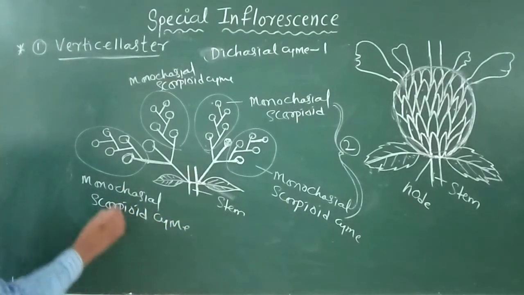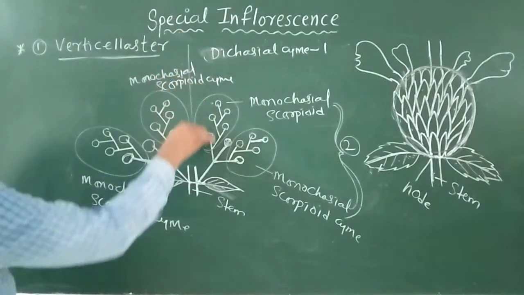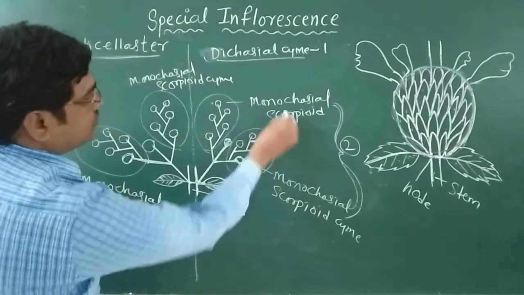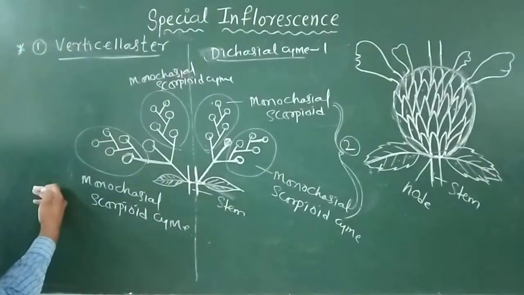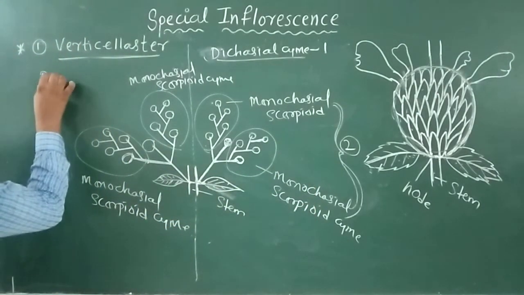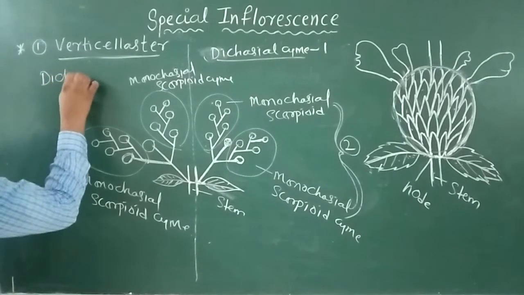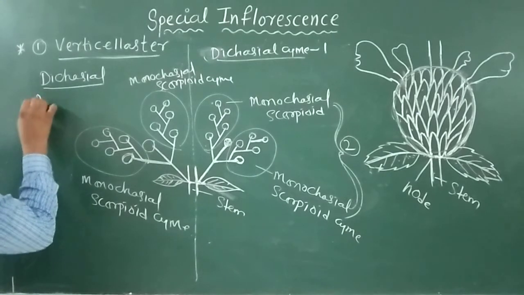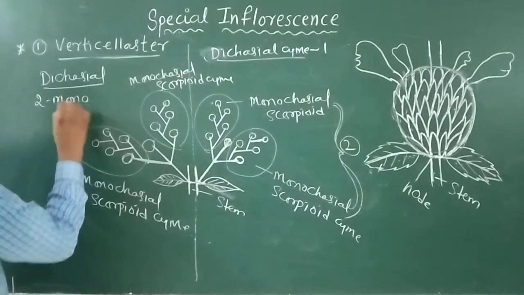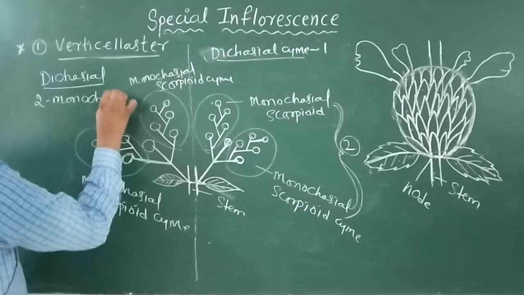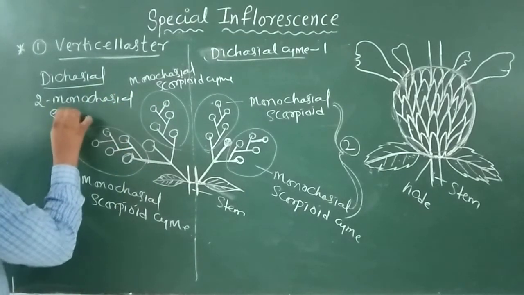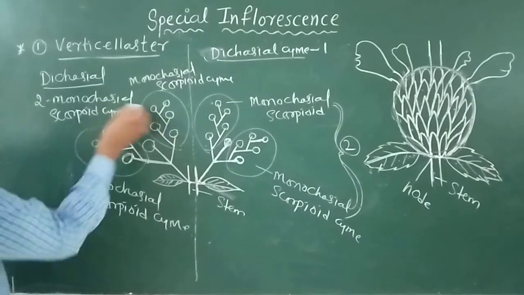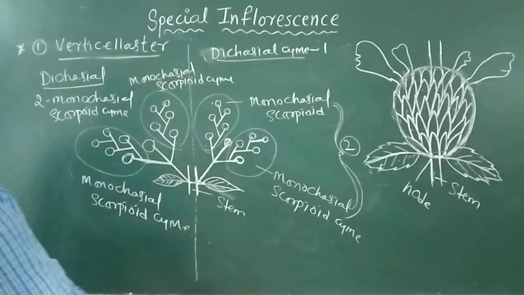Okay? So from this side, see here, this side one dicasial cyme and two monocasial cymes. From this side one dicasial cyme and two monocasial scaphoid cymes. Okay? So like this is the arrangement.